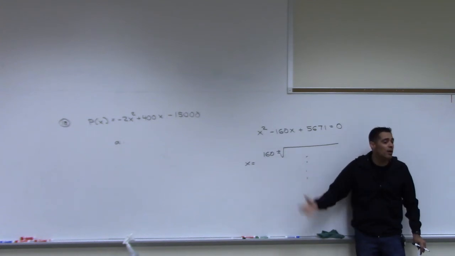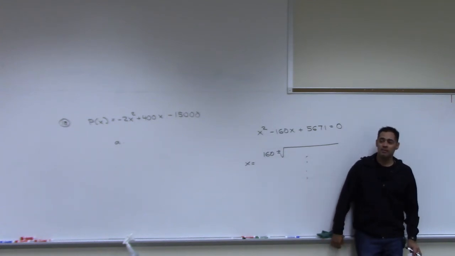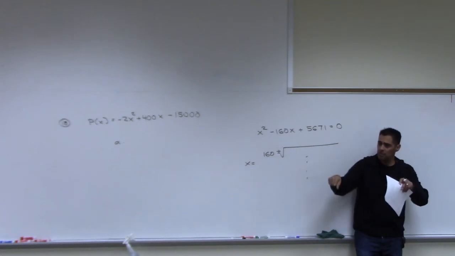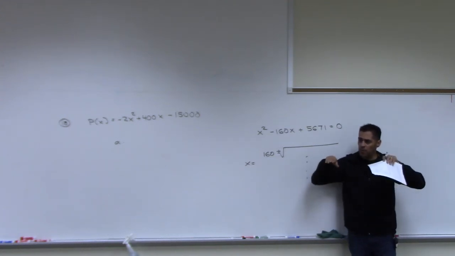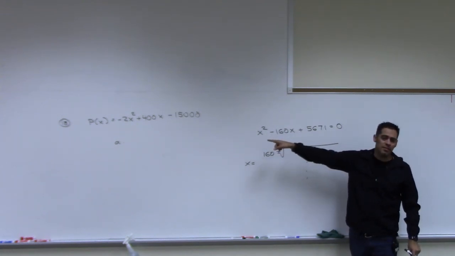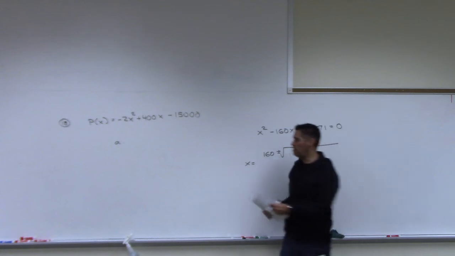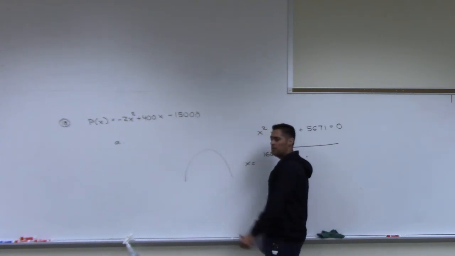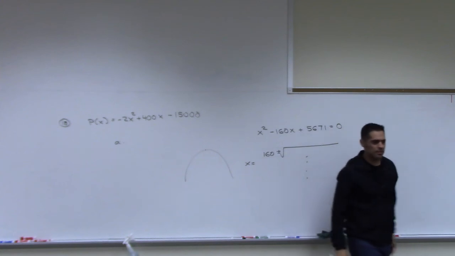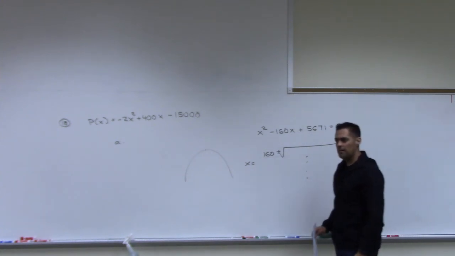So, how would you do part A? What do you need if you want to try and find the maximum of that thing? Okay, so the x-intercepts would be where your profit would be 0. That's not what we want. What type of graph is this? Quadratic. Does it open up or down? Down. It opens down, right? And it wants the vertex. That's what it wants, right? And we have a formula for this.